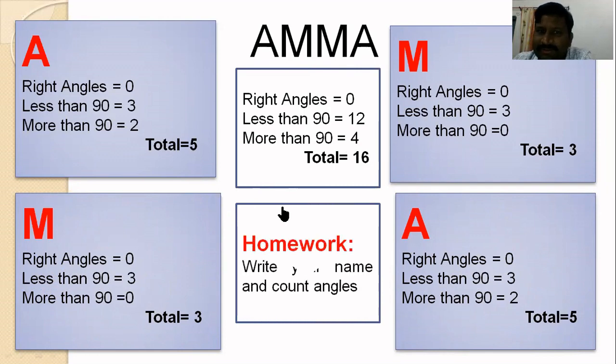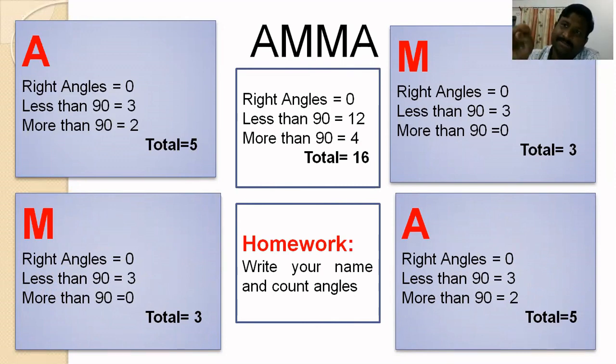So a small homework is for you. Write your name and count angles. Better to write in straight lines, okay, so that the angles will be clear. Write this at home and comment. Write in the comment box how many right angles are in your name. Okay.